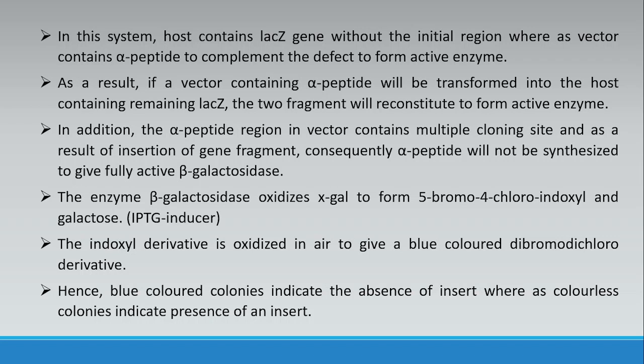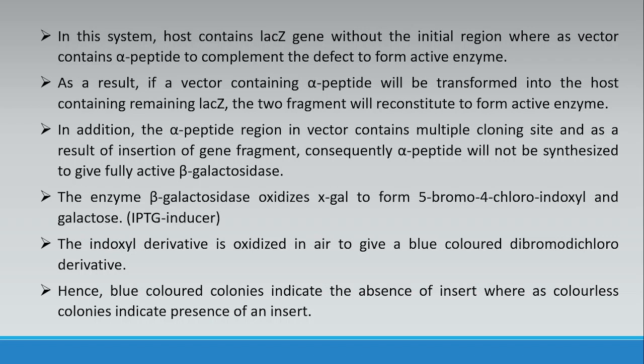But for the time being, let us discuss the function of a complete beta galactosidase enzyme. The host is a mutant and it carries only the carboxy-terminal region of the enzyme, and the vector contains the genes only for the alpha peptide region of the enzyme. When these are put together, there is gene complementation, and what happens? A functional beta galactosidase is synthesized in the cells which are carrying the plasmid vector, which provides the alpha peptide region of the enzyme.